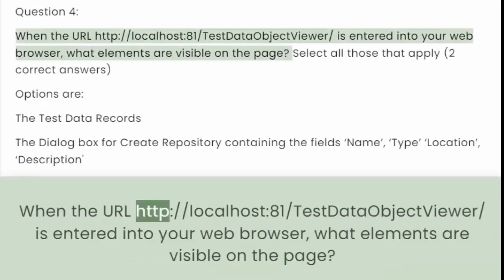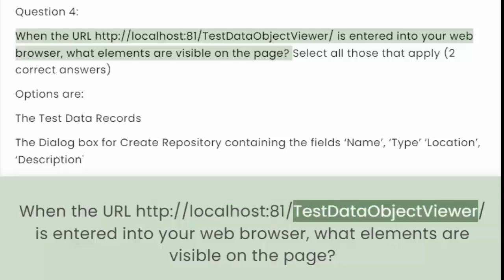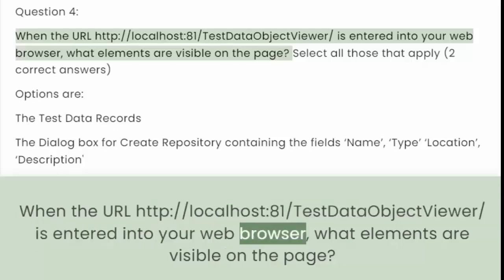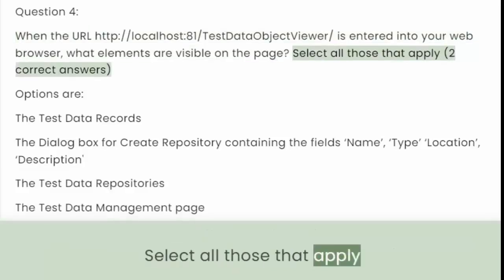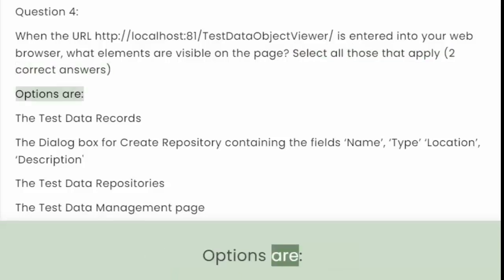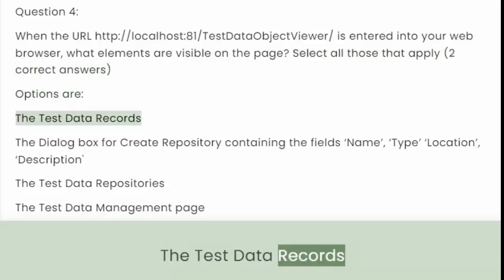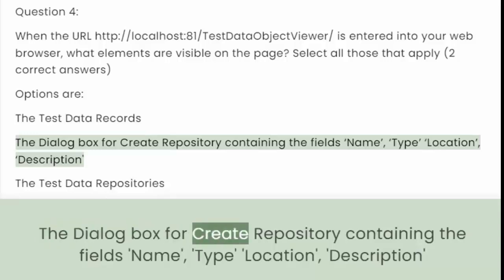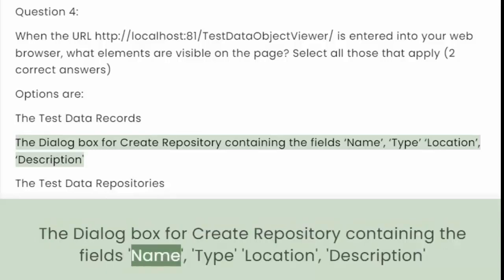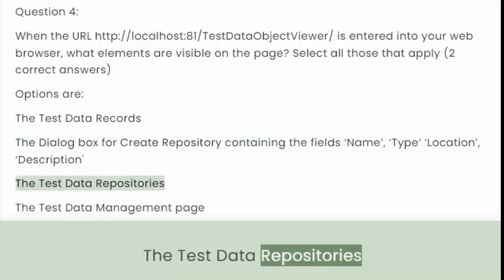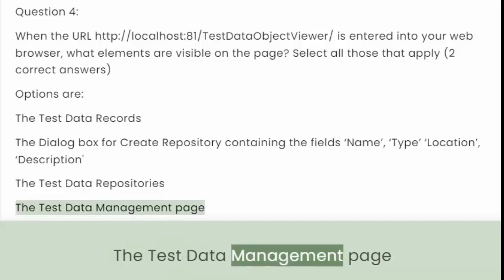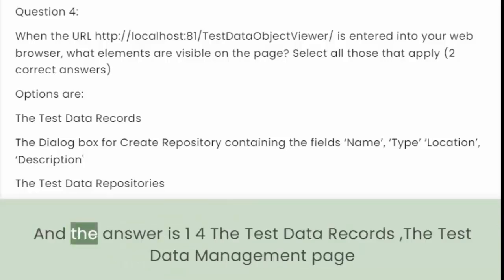Question 4. When the URL http localhost 81 test data object viewer is entered into your web browser, what elements are visible on the page? Select all those that apply. Options are the test data records, the dialog box for create repository containing the fields name, type, location, description, the test data repositories, the test data management page. And the answer is 1 for the test data records, the test data management page.